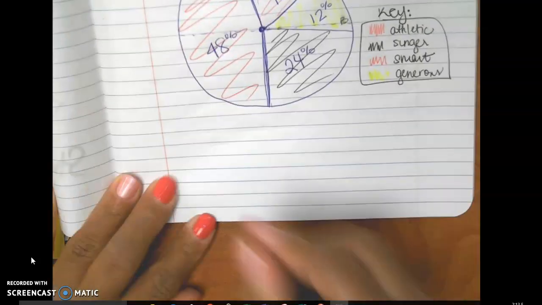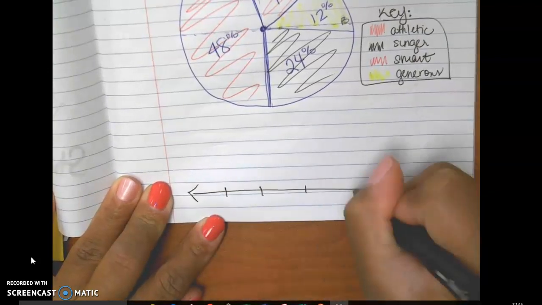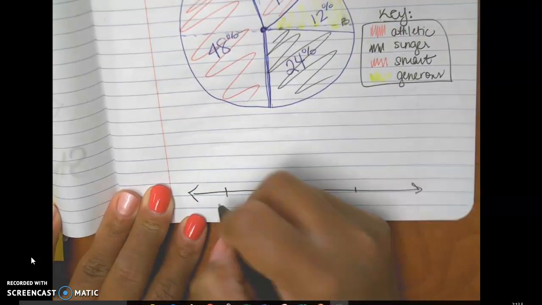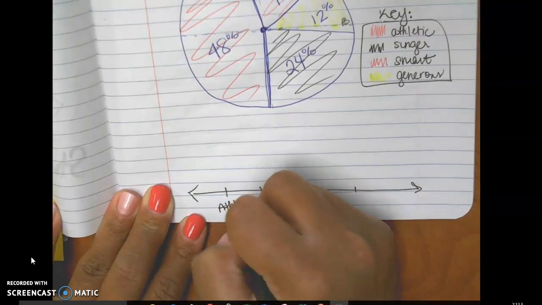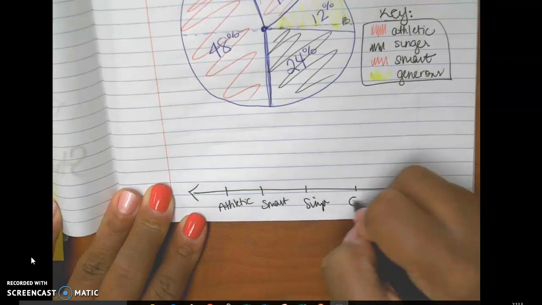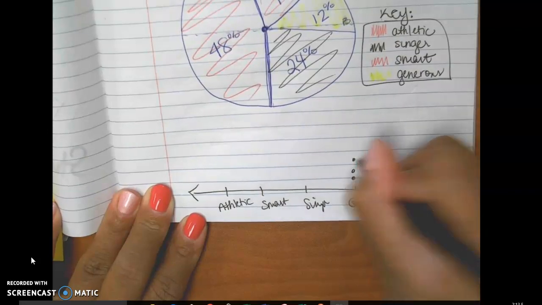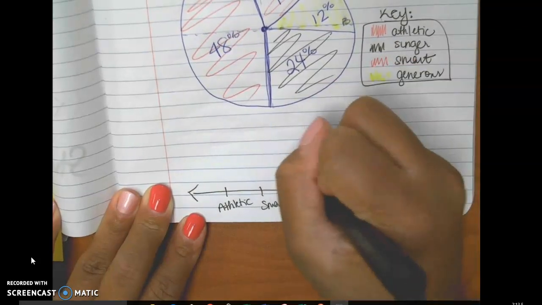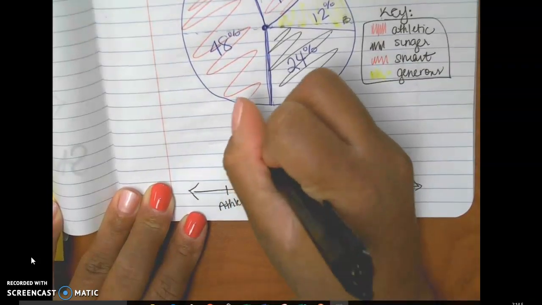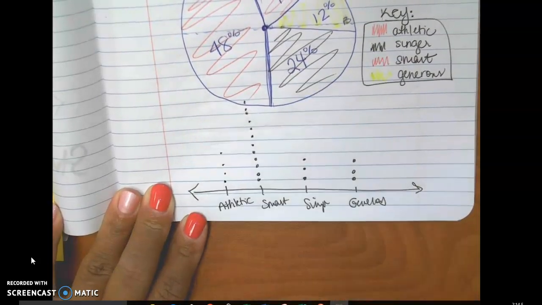Now, in order to make a dot plot, you can figure out how to make a bar graph. I'm not going to go over that. That's a science project thing. Athletic, smart, singer, generous. And then I'm going to put dots for generous, 3. Singer, 10. Smart, 12. And athletic, 4. Boom, there's my dot plot.